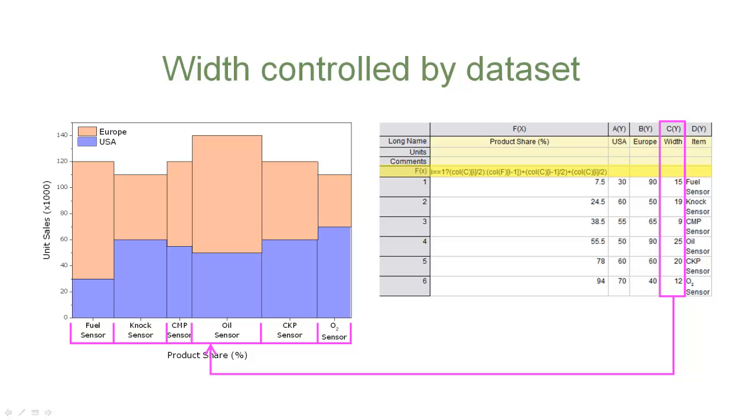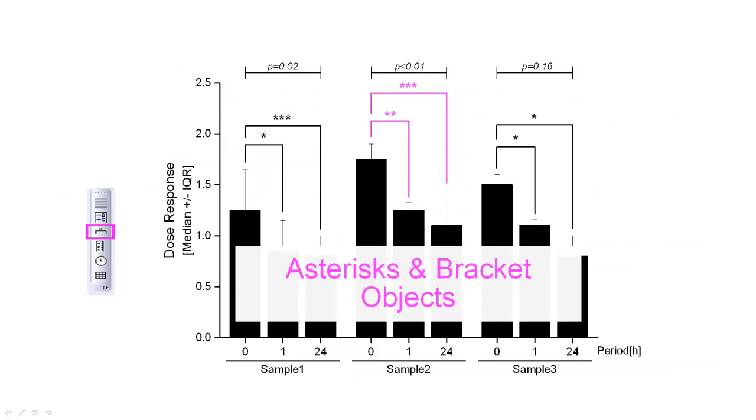With the new formula header row in the Origin 9.1 workbook, it's easy and convenient to work with column formulas. In Origin 9.1, there is a new toolbar button to add asterisks and bracket objects as graph annotations.